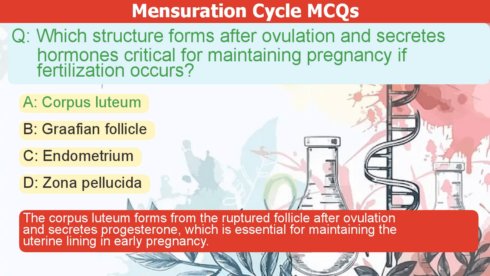The correct answer is A. The corpus luteum forms from the ruptured follicle after ovulation and secretes progesterone, which is essential for maintaining the uterine lining in early pregnancy.